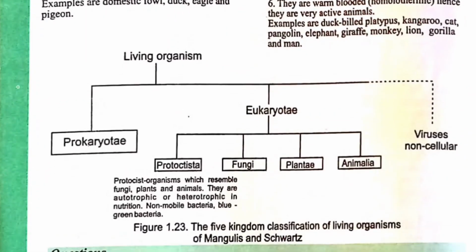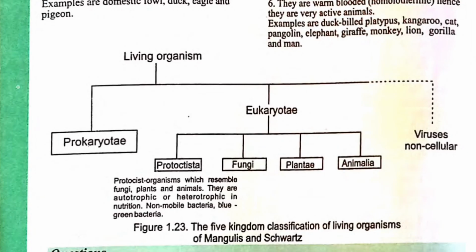In the end, for the concept of living things, we have a table showcasing the current five kingdom classification of living organisms discovered by Margulis and Schwartz in 1982, whereby living organisms are divided into prokaryotes and eukaryotes. For the eukaryotes, we have the kingdom Protista or Protoctista, the kingdom Fungi, the kingdom Plantae, the kingdom Animalia. Meanwhile, the prokaryotes are also known as the kingdom Monera.